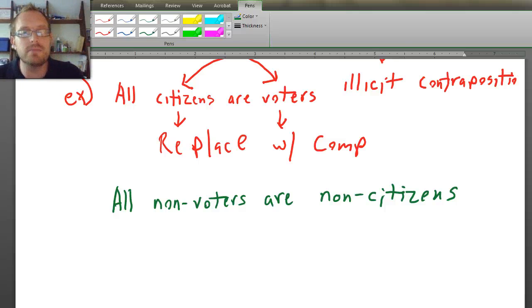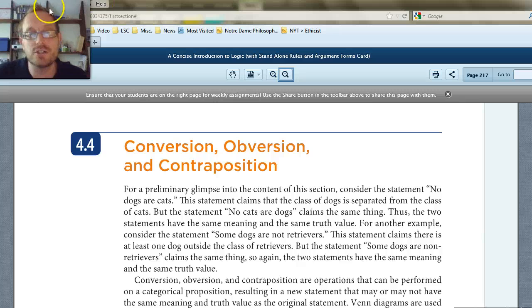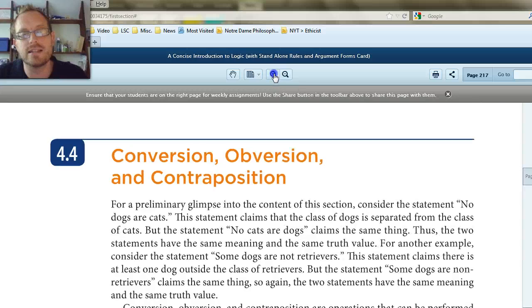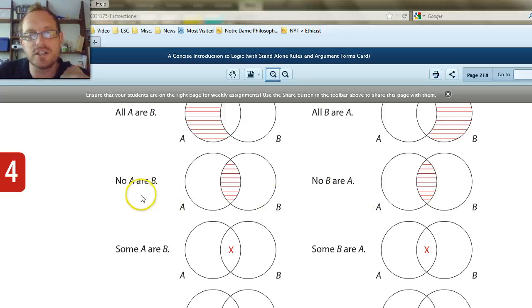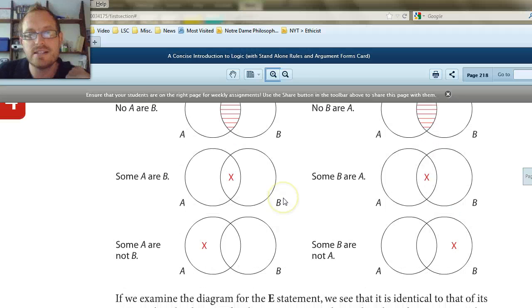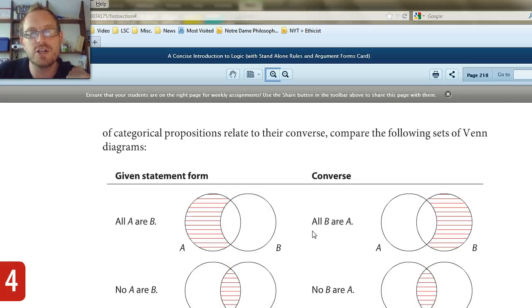Okay, so real quick, let me show you what the Venn diagrams look like for each of these logical operations. Here we're taking a look at the textbook. If we look at the conversion of an A statement, you can see that these Venn diagrams don't look the same. Thus, they're not logically equivalent. See how these Venn diagrams do look the same? They're logically equivalent. The X's on two different sides, they're not logically equivalent. So there you can see the conversion.